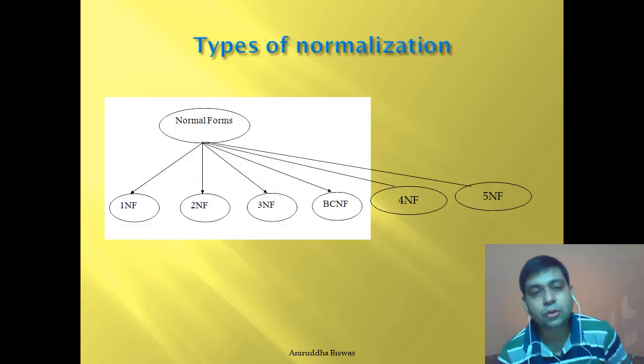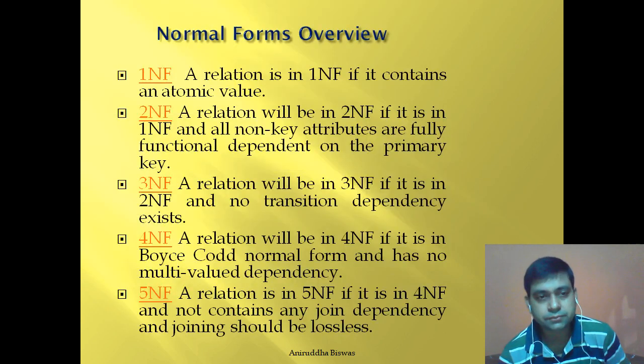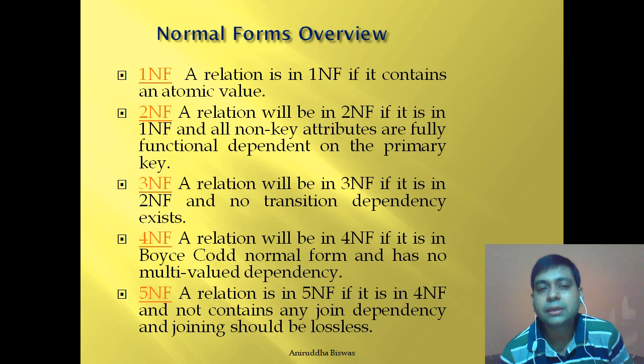So these are the normal forms: 1NF, 2NF, 3NF, BCNF. BCNF is for Boyce-Codd normal form, 4NF and 5NF. Now this is a very brief overview of these normal forms. So 1NF says it contains atomic values, 2NF says there is full functional dependency of all non-key attributes on the key attribute, or we can say the primary key.